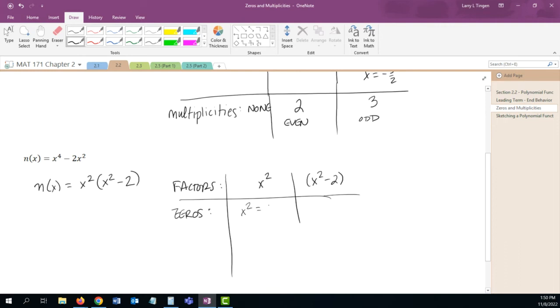Well, take x squared, set it equal to 0, and solve. I want x by itself. Square root of both sides. x equals 0. And then x squared minus 2 equals 0, which means x squared is 2. Now I want to take the square root of both sides. But remember, when I do that, I have to show respect and give you the positive and negative square root of 2.